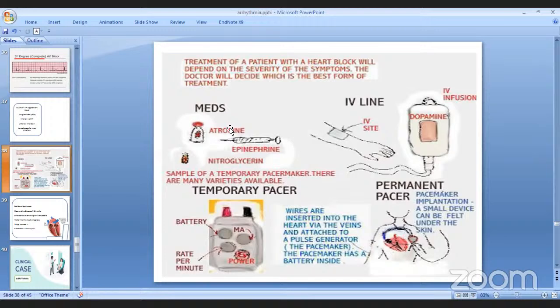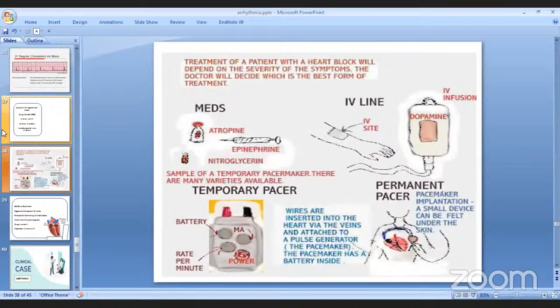Sympathetic stimulation can also be increased. Sympathetic stimulation is going to work on the SA node as well as the AV node. So AV nodal conduction can be improved, for example with epinephrine. And recently they have also found that nitroglycerin is of help. There are evidences that nitroglycerin is also helpful. And if needed, a temporary pacemaker or a permanent pacemaker can be installed in the patient.